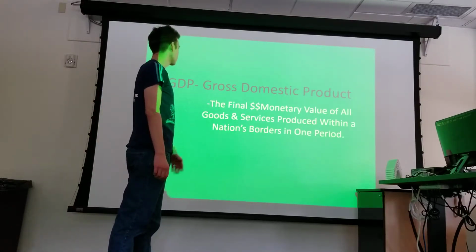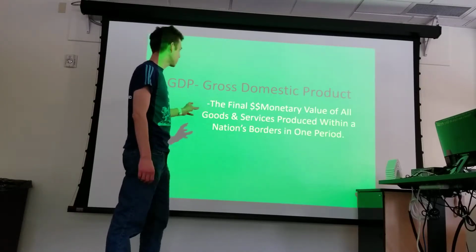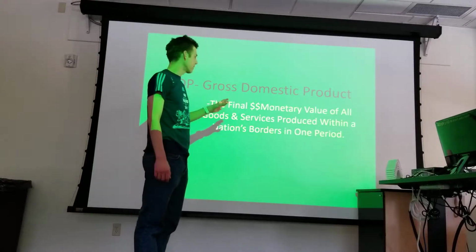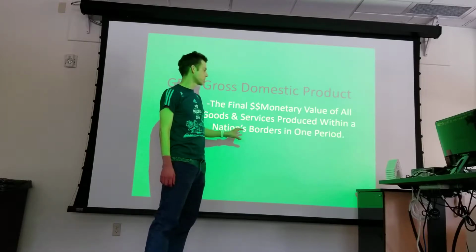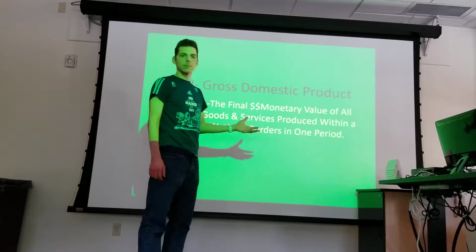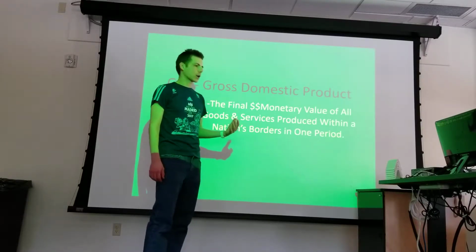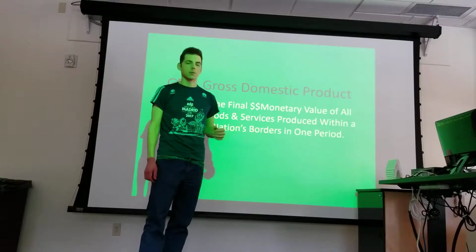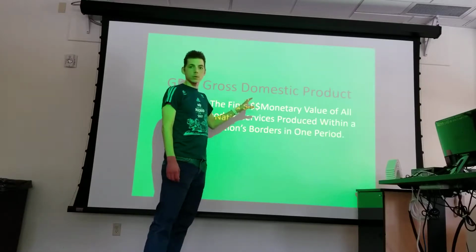But first of all, this is a definition of GDP. It's the final monetary value. So it's important to understand that GDP is the monetary value of goods and services produced within a nation's border during usually a year. It could be quarterly, it could be monthly, whatever, but some given period of time. It's not the actual value necessarily, because here we're talking about subjective value, but usually they would do it in terms of US dollars.